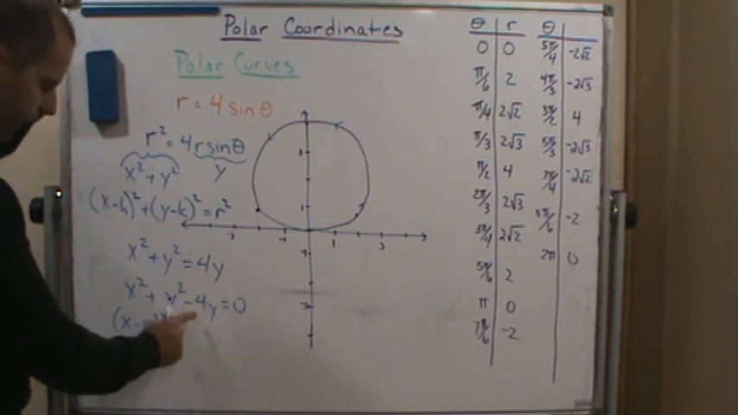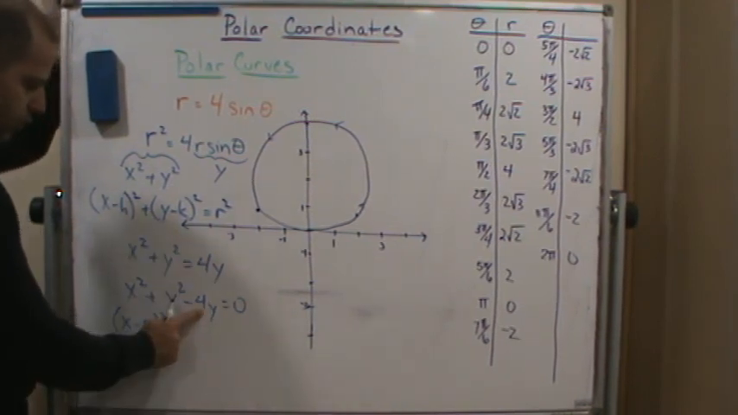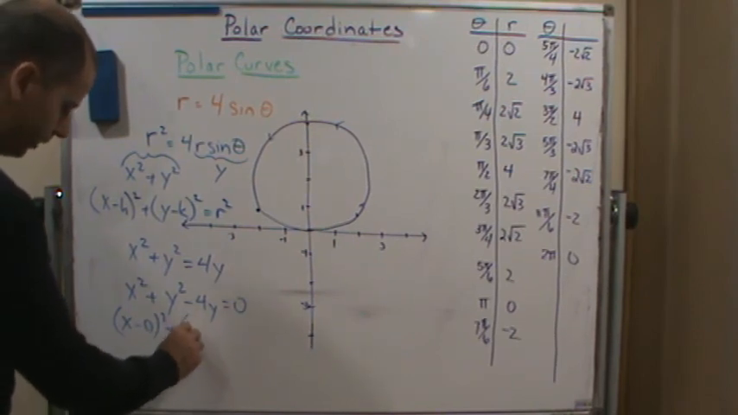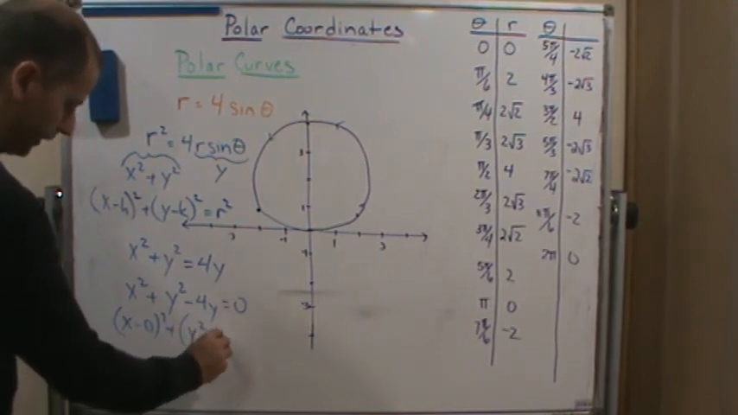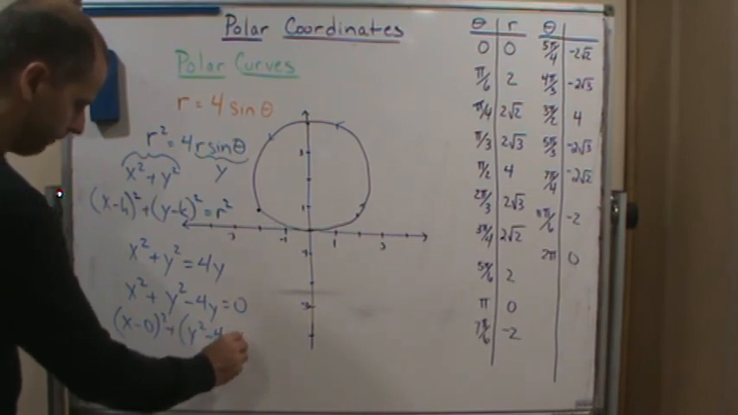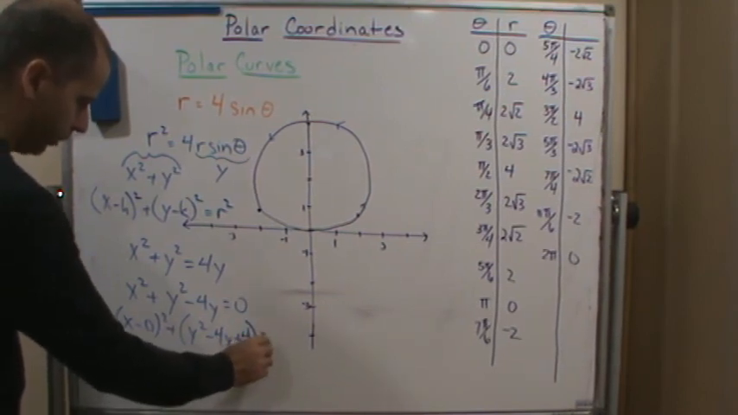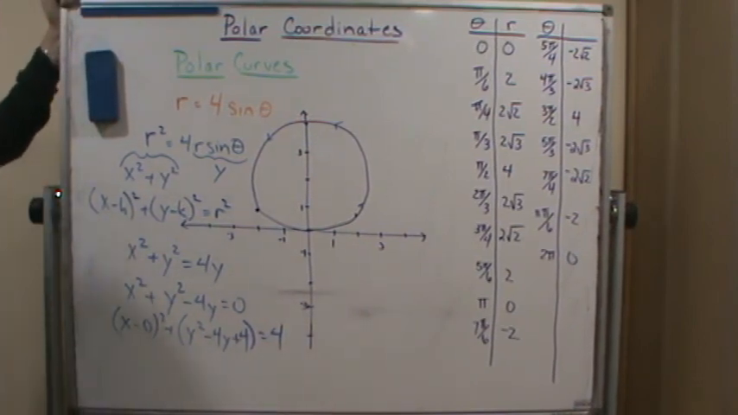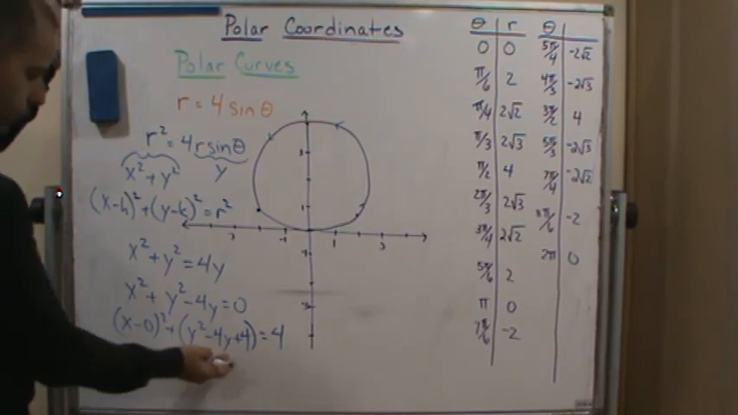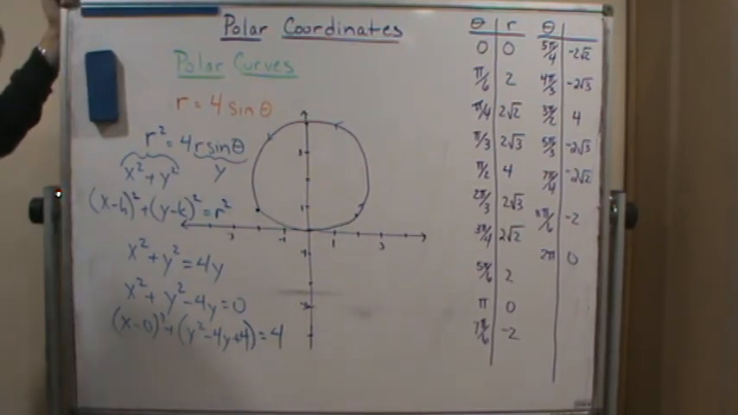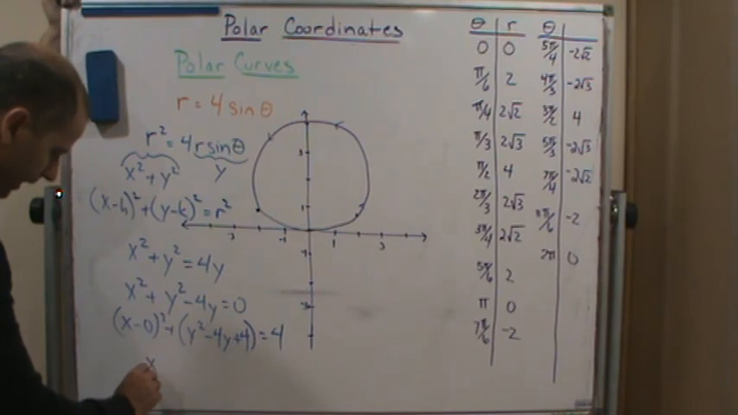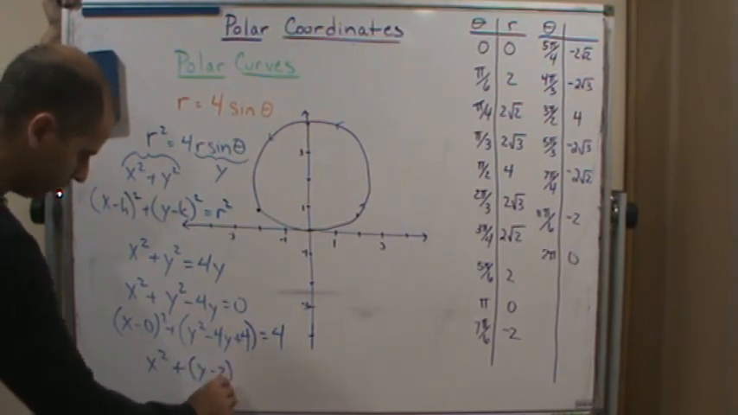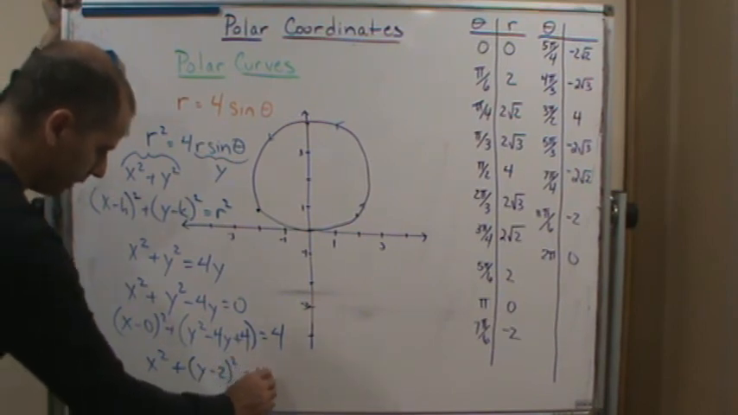If we complete the square, we divide this by 2 and square it. So we get 4. We've got y squared minus 4y, and we have to add 4 to get a perfect square. That means we have to add 4 to the right side of the equal sign too. Remember, whatever we do to one side, we have to do to the other. And so now this becomes x squared plus y minus 2 quantity squared equals 4.